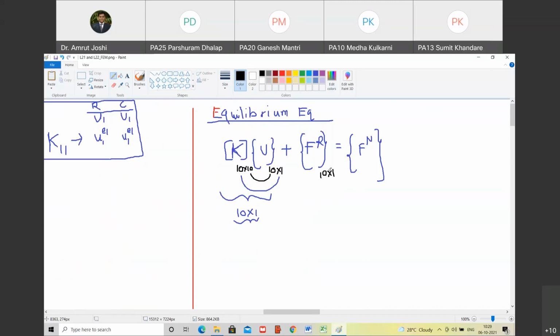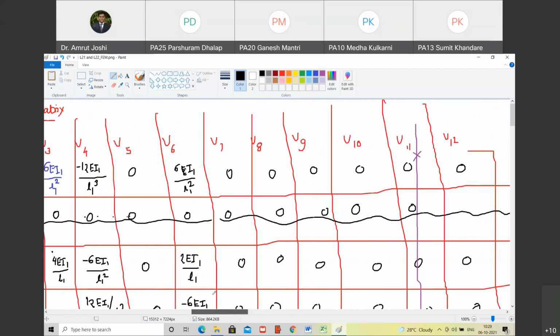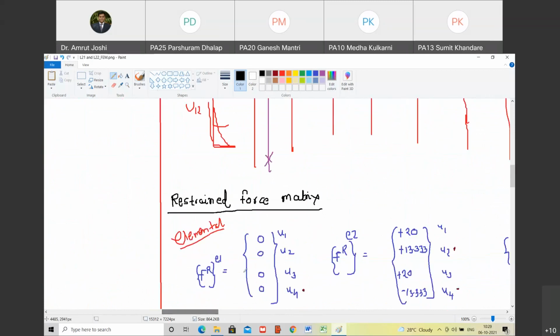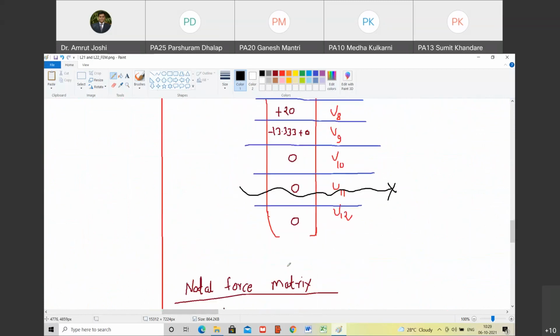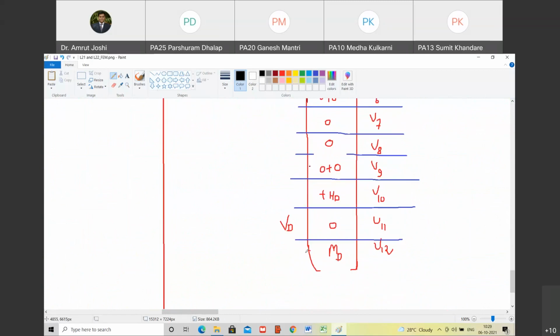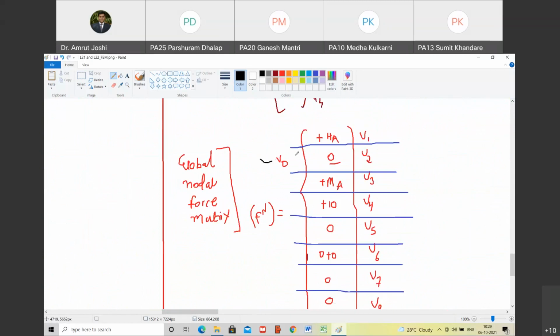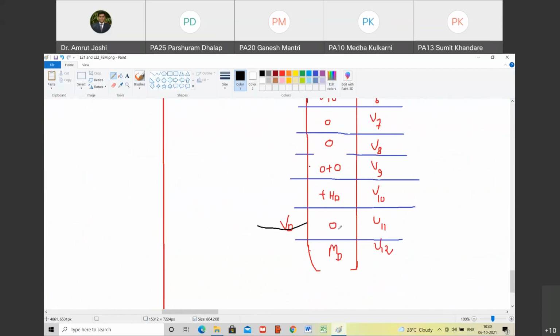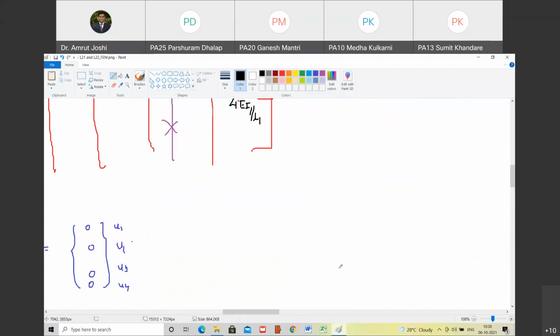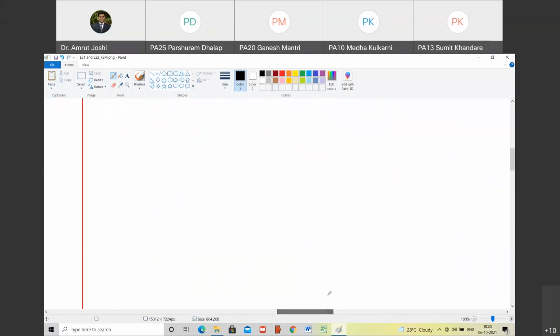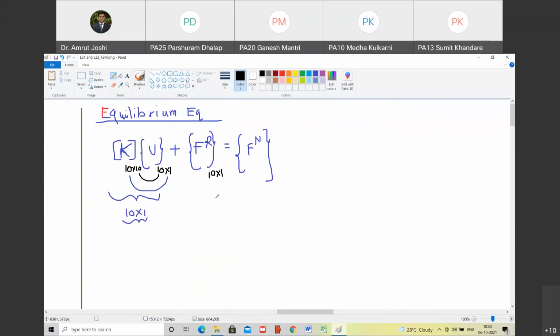What is the size of the FN matrix? 12 cross 1. But in that, I am going to disregard U2 and I am going to disregard U11. So what is the size of this matrix? 10 cross 1. Are you with me?